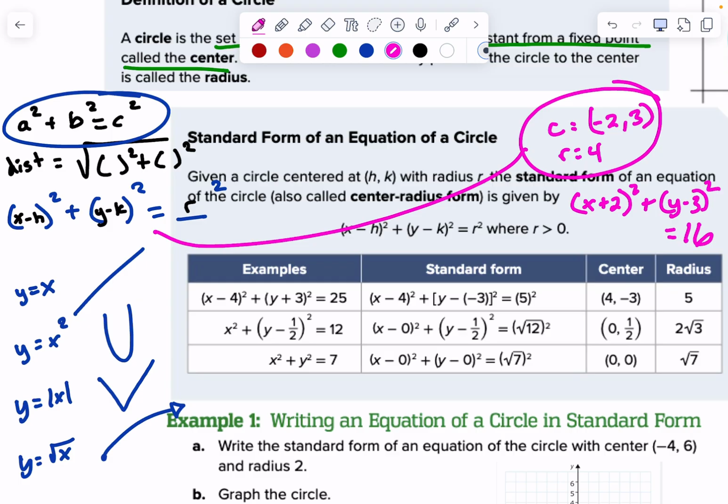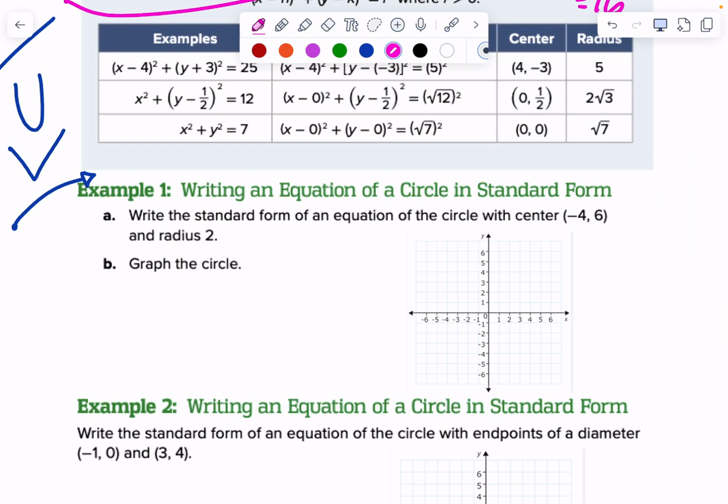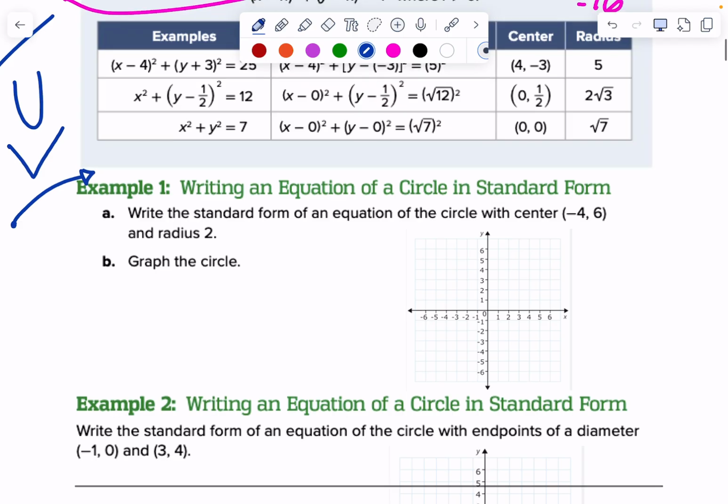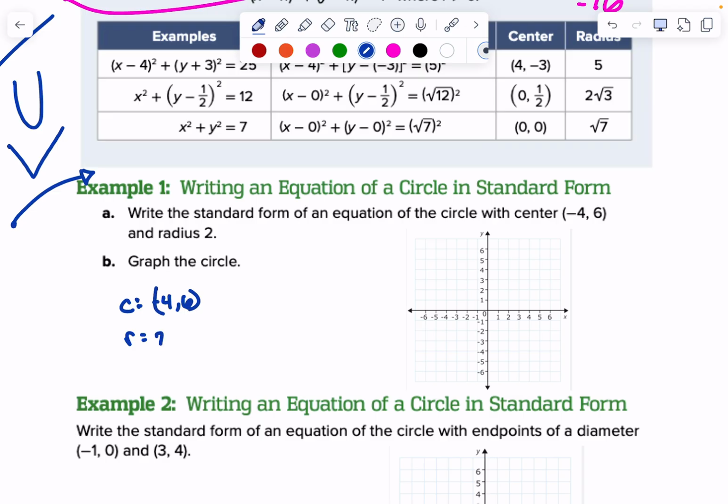Okay. Moving on. Let's go to example 1. We're writing an equation of a circle and then we're graphing the circle. So the two pieces of information that we need are what? The center and the radius. They give it to me in part A. They say the center is at (-4, 6) and the radius is 2.